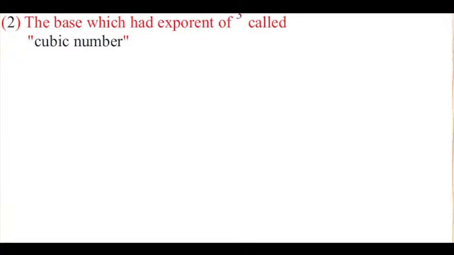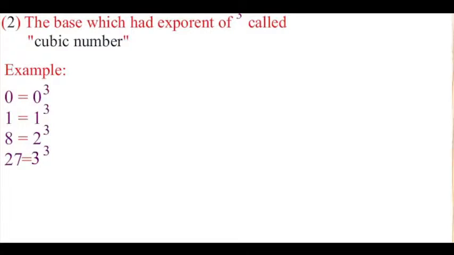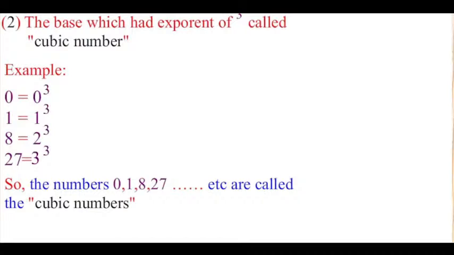Two, a base which has an exponent of 3 is called a cubic number. Example: 0 equals 0 to the power 3, 1 equals 1 to the power 3, 8 equals 2 to the power 3, 27 equals 3 to the power 3. So the numbers 0, 1, 8, 27, and so on are called cubic numbers.